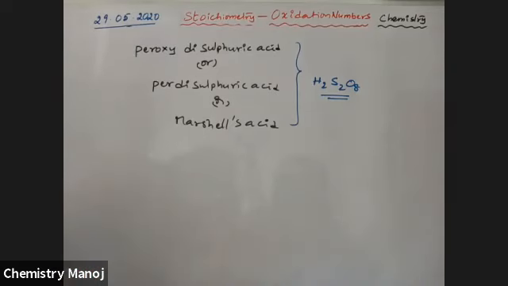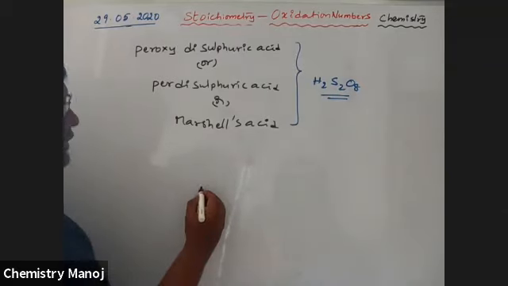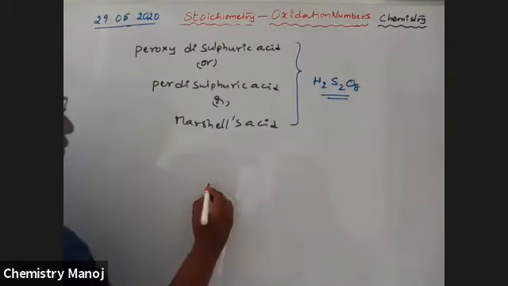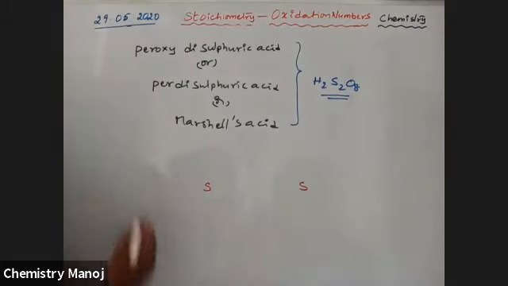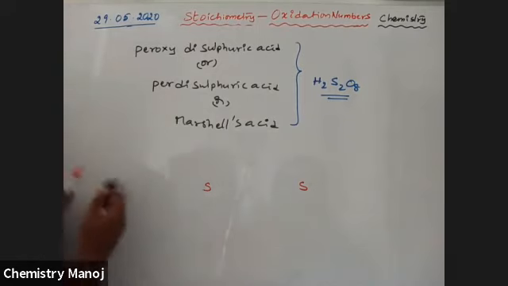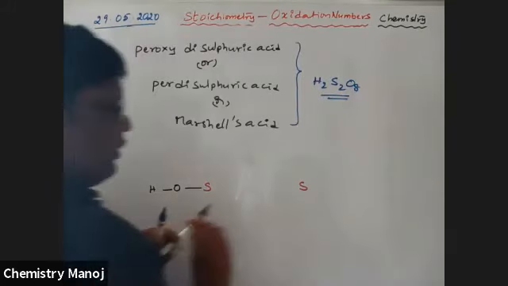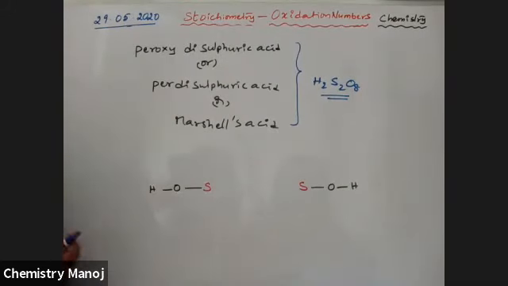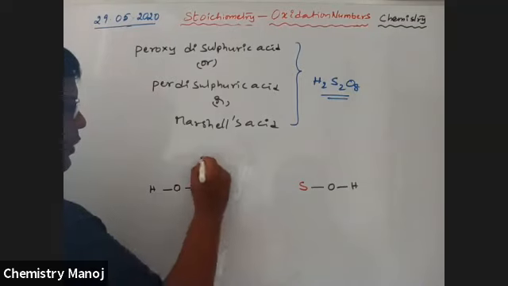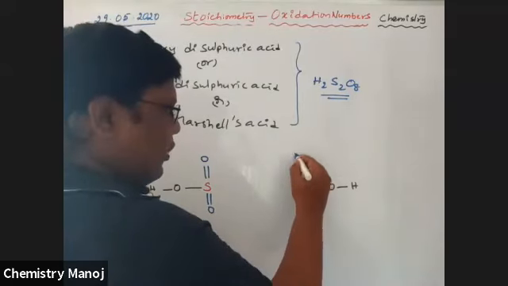I'm going to write the structure here. Two sulfurs are there, H2S2O8. Two sulfurs are in the central position, and two hydrogens. This is an OH bond. This is also an OH bond. Next, double bond O, double bond O, double bond O, double bond O.